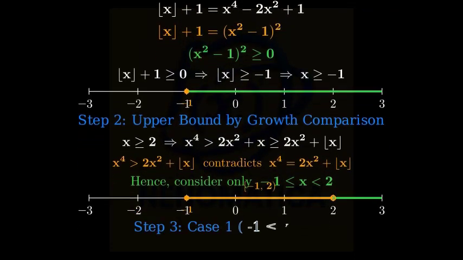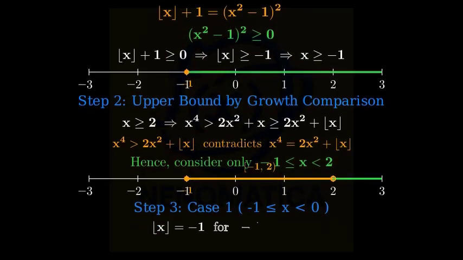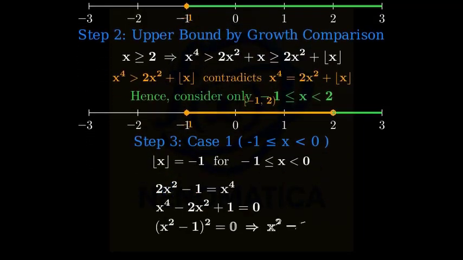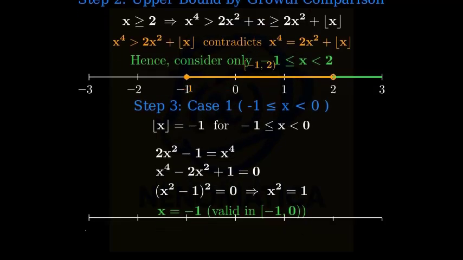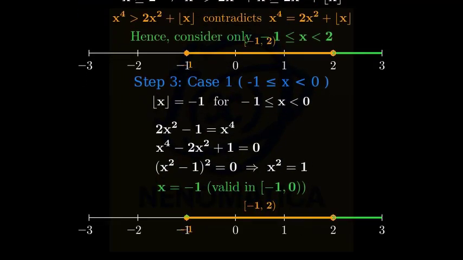Step 3. Analyze case 1. On the interval from negative 1 up to 0, the floor of x equals negative 1. Substitute that into the equation and solve. We get x equals plus or minus 1, and within this interval, only x equals negative 1 is valid.